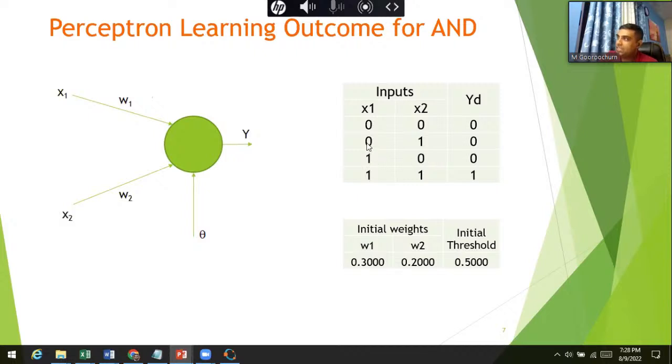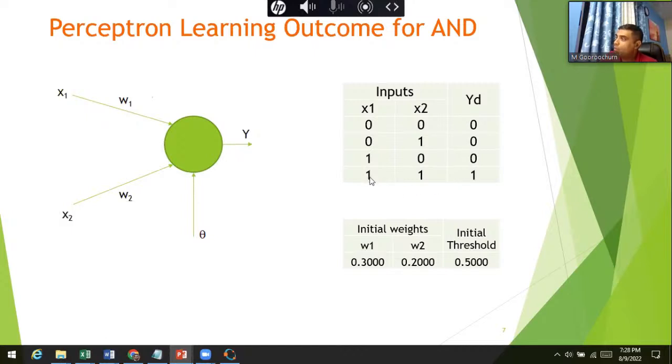If I do the same thing here, 0 times 0.3 plus 1 times 0.2 minus 0.5, I will get minus 0.3. Step of minus 0.3 is 0, so it is still good. This one is 1 times 0.3 plus 0 times 0.2 minus 0.5. So I get 0.3 minus 0.5, which is minus 0.2. Step of minus 0.2 is still 0.